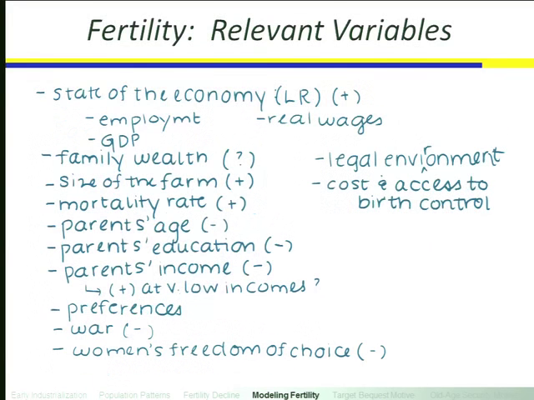So we had some things like the state of the economy, both today and expected over the life of the child. We had family wealth. We weren't sure which way that was going to cut, positive or negative. The size of the farm, which is a measure of wealth, the mortality rate of the children, the age of the parents, the parents' education, and so on. So we came up with these various variables. Then what we do is we keep these things in the back of our head as we think about the arguments that are offered by the authors.